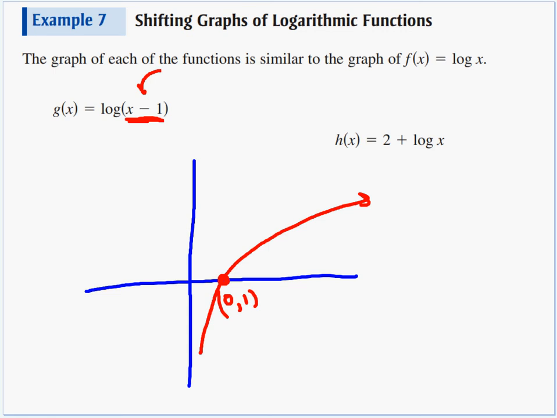So let me switch to black ink. Our new graph will have an x-intercept at 2, 0 for our new intercept. And then the graph would look more like this.